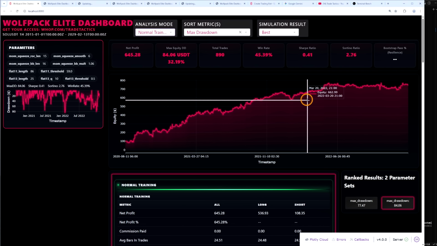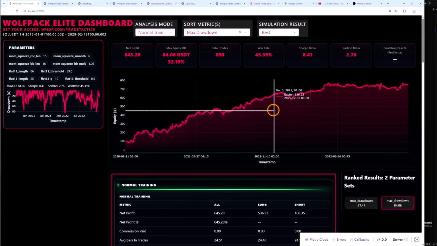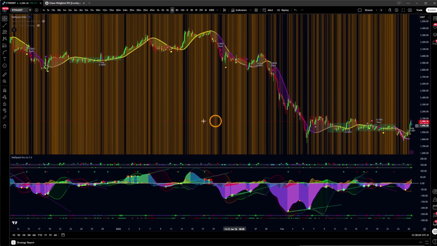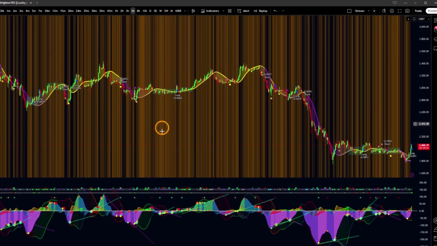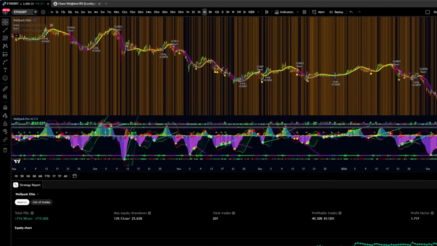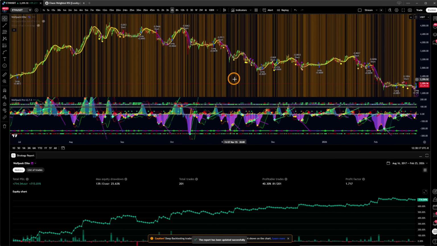Now, you might hear your computer fan blasting at maximum, but it's able to do thousands of backtests per second, and we're talking deep backtests. On TradingView, if you want to do a deep backtest, let's say if we open up our strategy here and cut the entire history, it's updating the report, and it might take a couple of seconds just to do one.